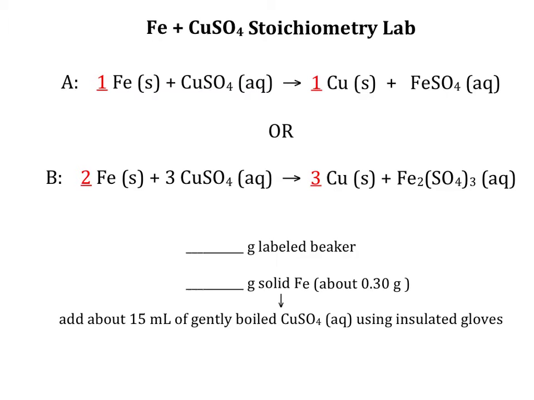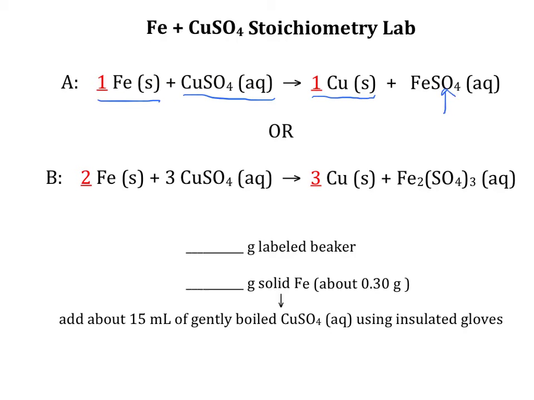This is the procedure for the CuSO4 stoichiometry lab. We're going to start by reacting solid iron, which is a dark powder, with CuSO4 aqueous, so that's a blue aqueous solution. And we know that one of the products is going to be solid copper. But what we're trying to figure out is what is the other product, which iron sulfate forms in this reaction.